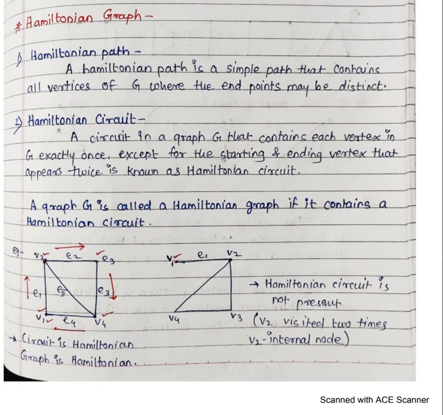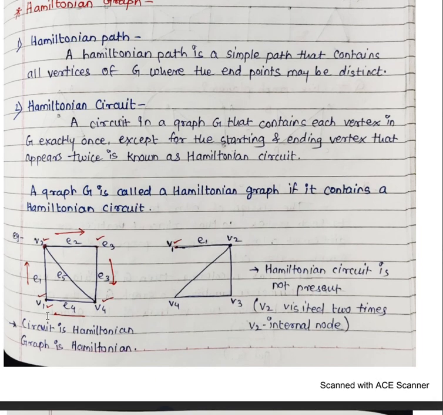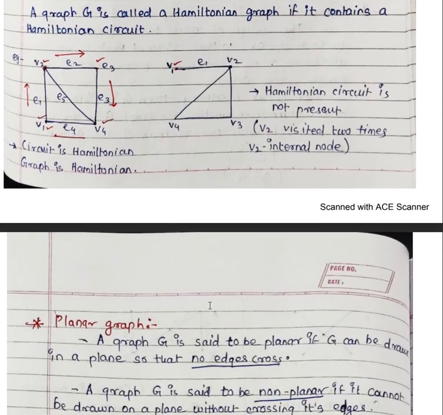Here is an example. In this graph, if we start from vertex V1, all the vertices V1, V2, V3 and V4 are included. And if we start the circuit from V1, it ends at V1, making it a Hamiltonian circuit. Therefore, it is a Hamiltonian graph. While in this example, a Hamiltonian circuit is not present because the starting and the ending points of the circuit are not the same. Therefore, it is not a Hamiltonian graph.